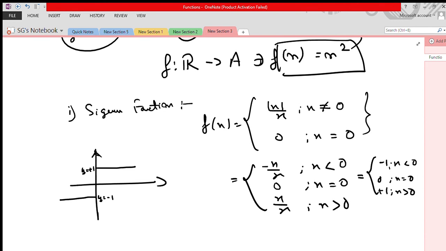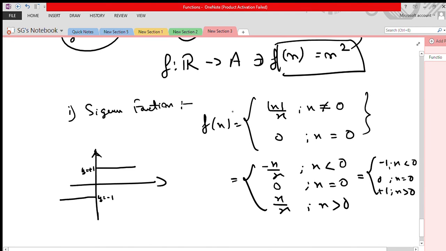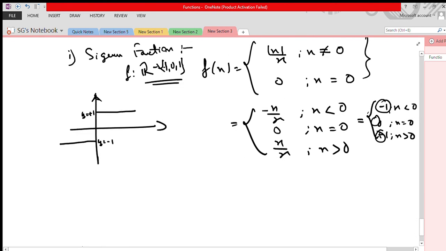Now what will be the domain of it? So you can find that it takes all real numbers as its domain, because x equals 0 also satisfies this. So it has its domain in the reals. Clear? What is its range? It takes only the values minus 1, 0 and 1, nothing else. So its range will be the set {-1, 0, 1}. Clear? Got it? Okay. Then you have something called the greatest integer function.